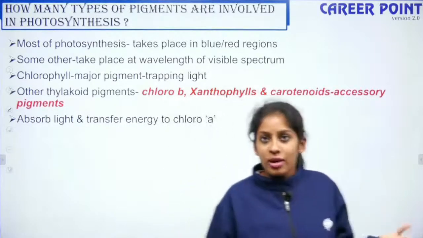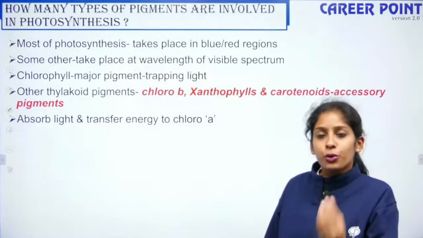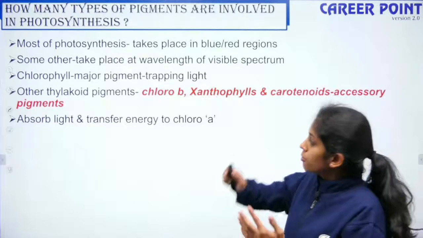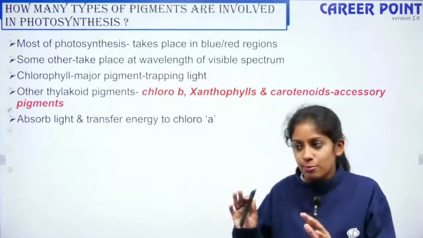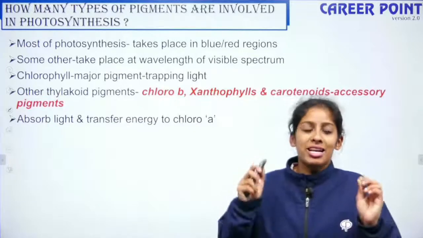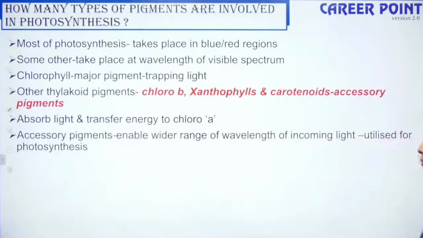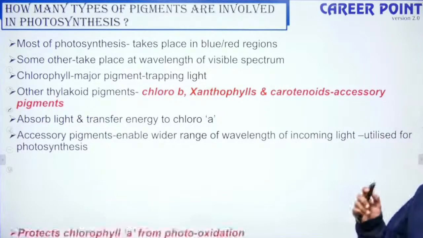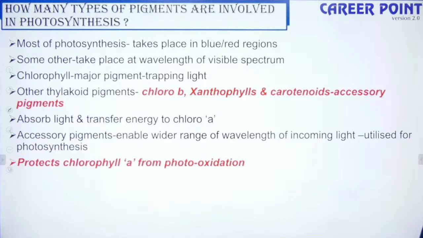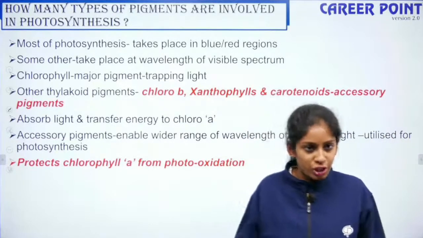If you are in a team, you work in a team and coordinate to prove your best. Similarly, the accessory pigments help to ensure that the chief pigment does its work properly and gets the maximum input of trapping the light energy. Accessory pigments enable a wider range of wavelengths of the incoming light to be utilized for photosynthesis. It also protects chlorophyll A from photooxidation.